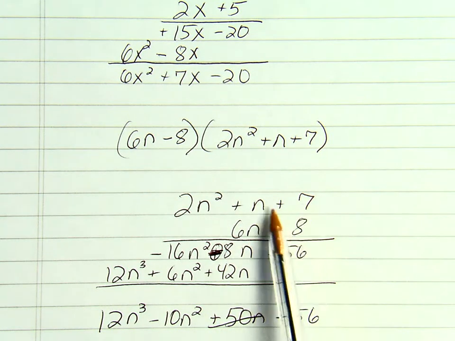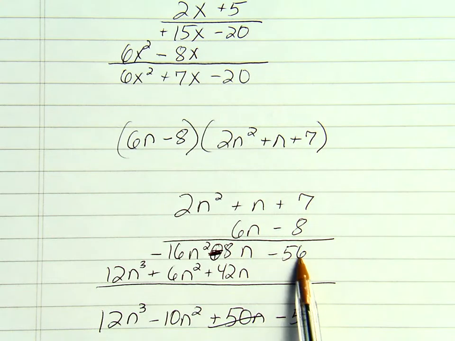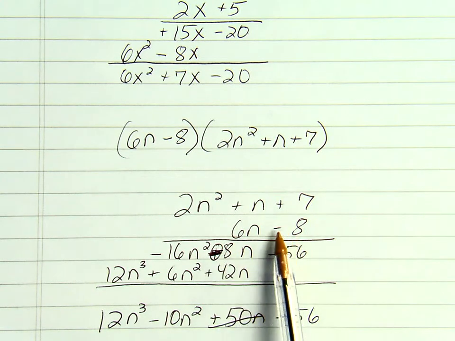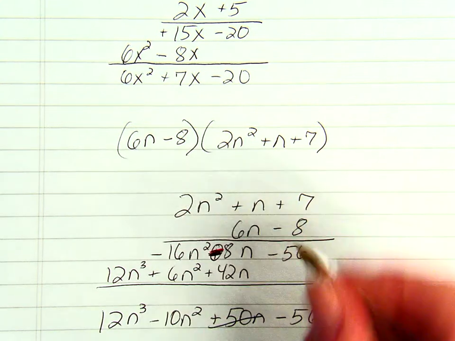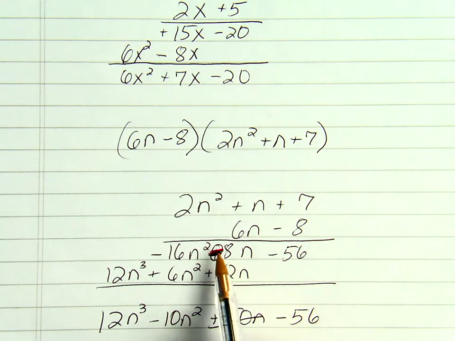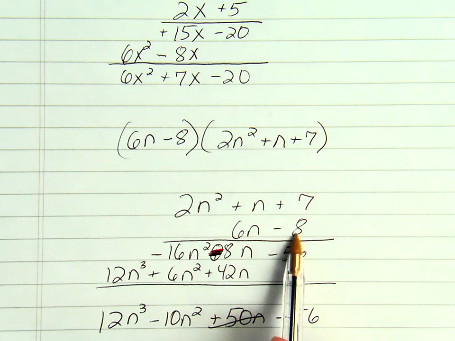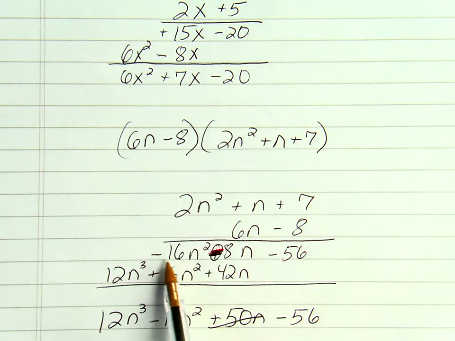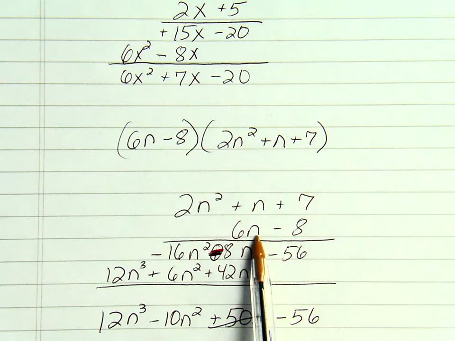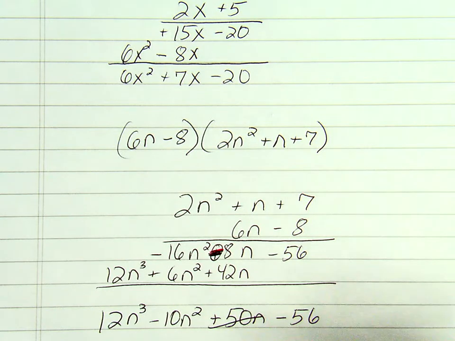So my negative 8 times my positive 7, negative 56, and here's where I made my error before. Negative 8 times a positive n. I should have had this as a negative 8n, and I had it as a positive, so there's a negative 8n, okay? And then negative 8 times the 2n squared is negative 16n squared. Now I'll multiply times my 6n. Notice I'm shifting in, okay? Just like if we were multiplying with tens and hundreds and thousands.